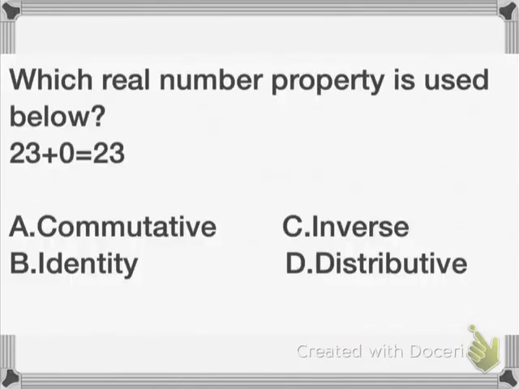Which real number property is used below? 23 plus 0 equals 23. A. Commutative. B. Identity. C. Inverse. D. Distributive. Looking at the problem below, we are adding 23 and 0. Our sum is 23. In this operation, the sum will result in the number being added to 0. In this case, the number being added to 0 is 23. The property used here is the identity property of addition.